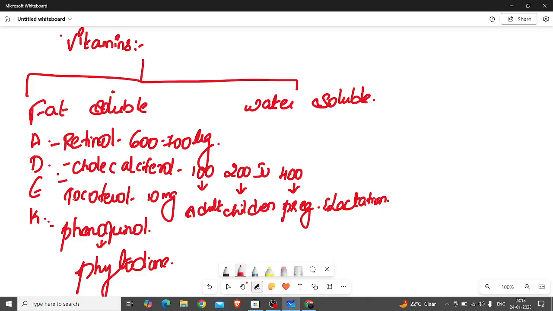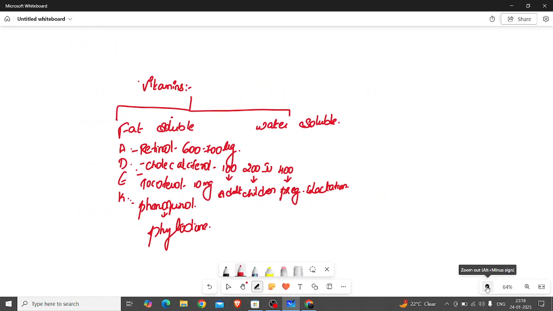Next one, vitamin E. It is also known as tocopherol, and the normal range is about 10 mg, and it is also known as the anti-aging vitamin. And the final one in fat soluble vitamins, vitamin K, is also called phylloquinone. The branded item which is available in the market is phytonadione. It is usually given at birth. Then we will see about the water soluble vitamins.